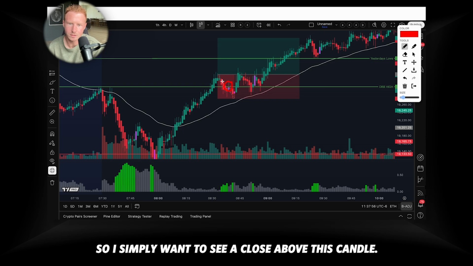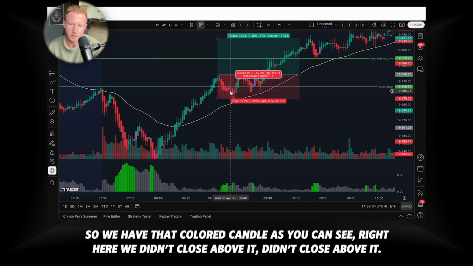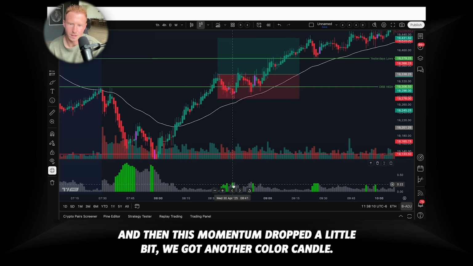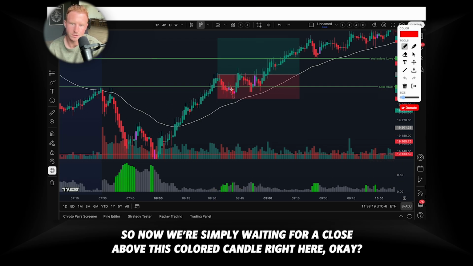Okay, so I simply want to see a close above this candle. So we have that color candle. As you can see right here, we didn't close above it, didn't close above it. We got another green candle right here. All right, and then this momentum dropped a little bit. We got another colored candle. So now we're simply waiting for a close above this colored candle right here.